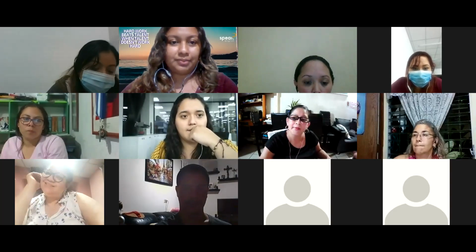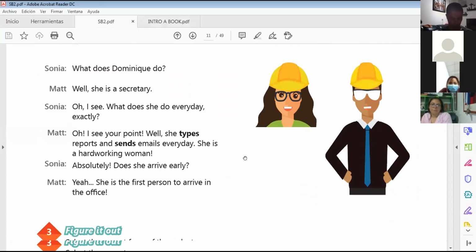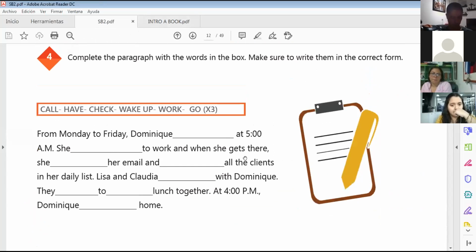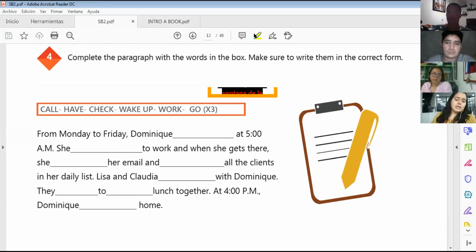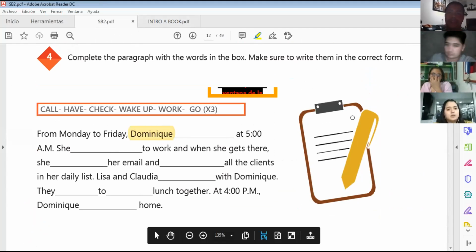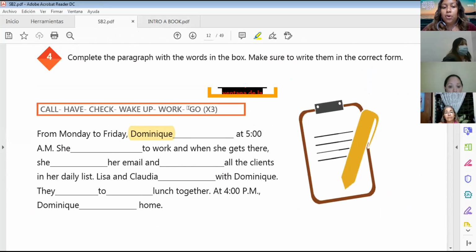So we have. Okay, now take a look at this. We have a daily routine over here. This is Dominique's, repeat it with me. Dominique's daily routine. Dominique is a woman. Okay, she is a woman. Now, from Monday to Friday, Dominique, and we have these verbs. Now, go is repeated three times. So we can use the verb go three times. So let's work on this one all together.